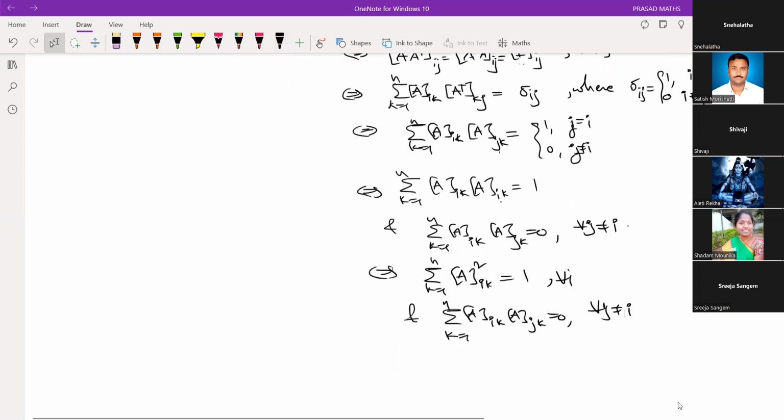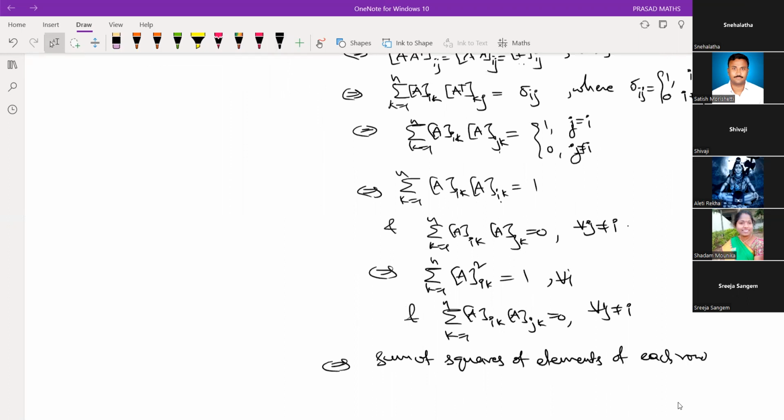What can you conclude? As I already told you, this is nothing but the sum of the squares of the elements of any row is equal to 1. What do I mean by this? The sum of squares of elements of each row or column. Suppose you take i equals j, here j is replaced by i. Once you substitute j in place of i, you get the column. So this is true for columns also. So the sum of the squares of the elements of each row or column is equal to 1.